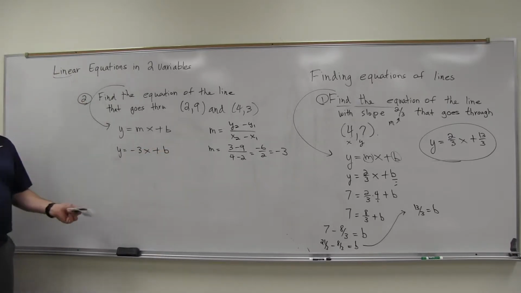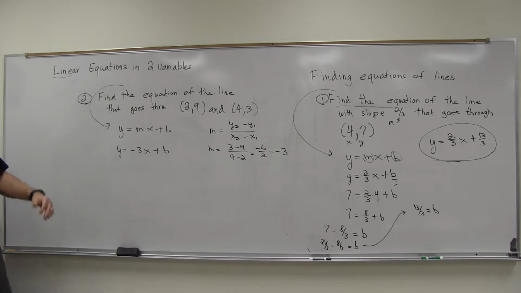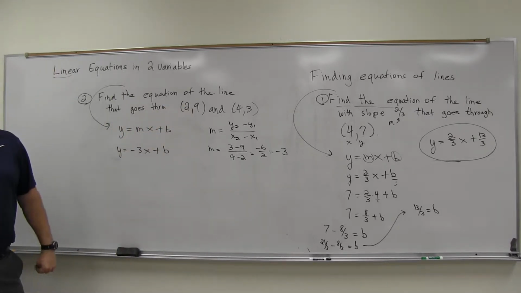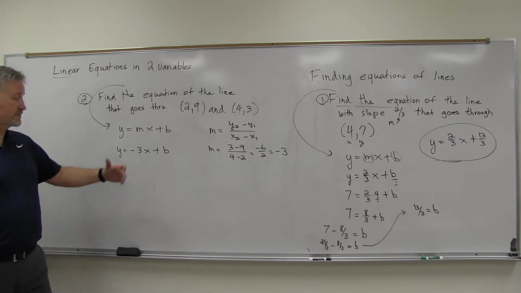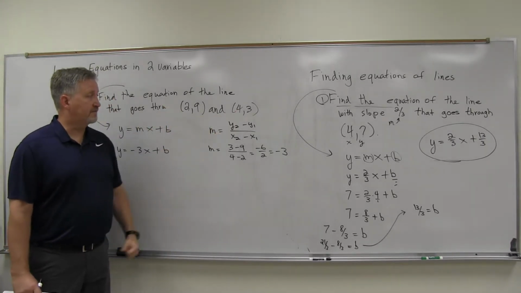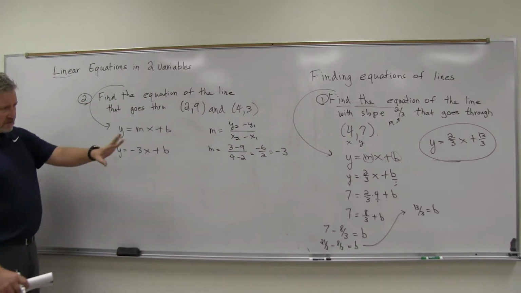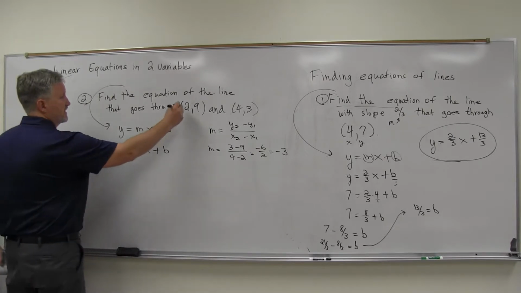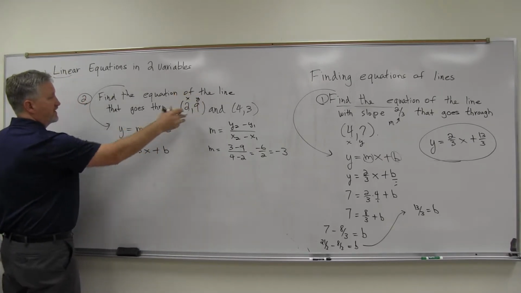Now I just need to find out what the b is, and which one do I use? I've got an option here. Either one works. Maybe one is easier than the other. Plug in this for x and y, or plug in that for x and y. If we do it this way, either one's okay. Let's just go with the first one. This is x, this is y. 2 for x, 9 for y.